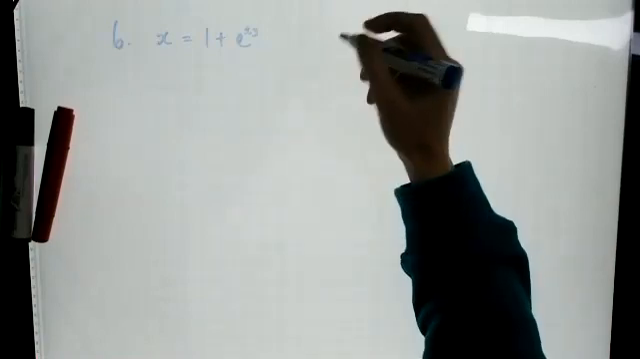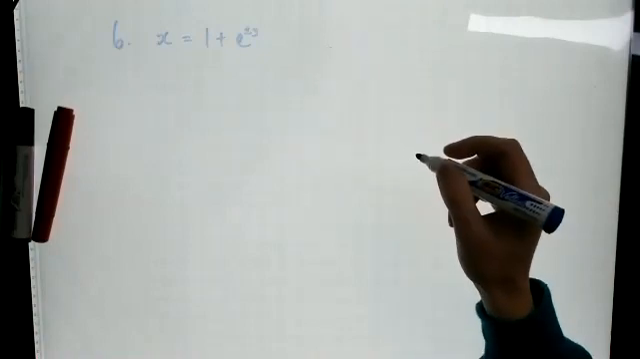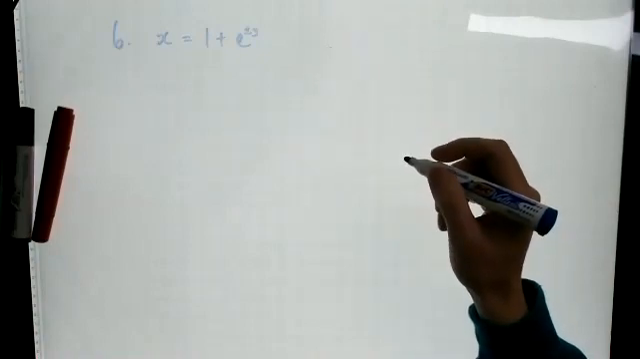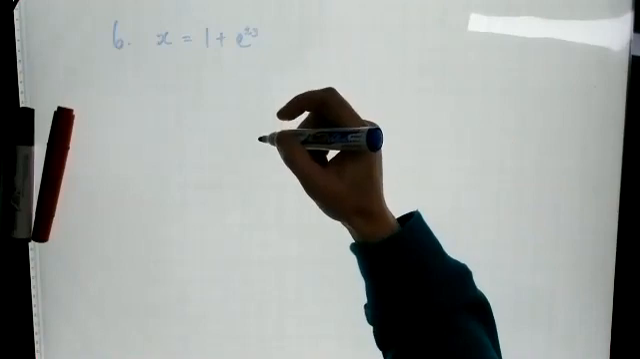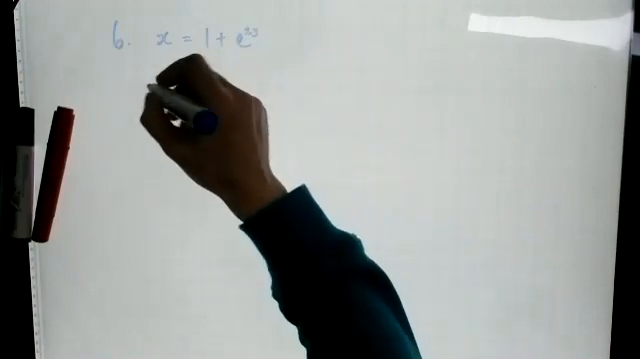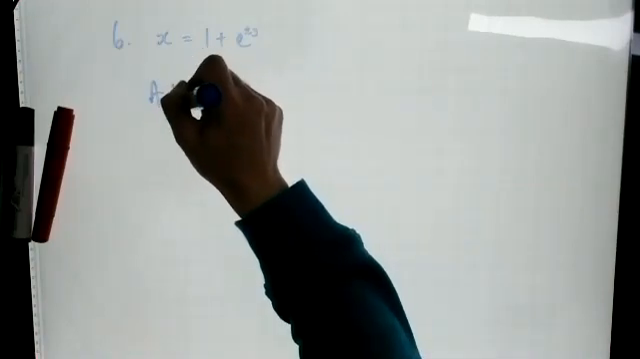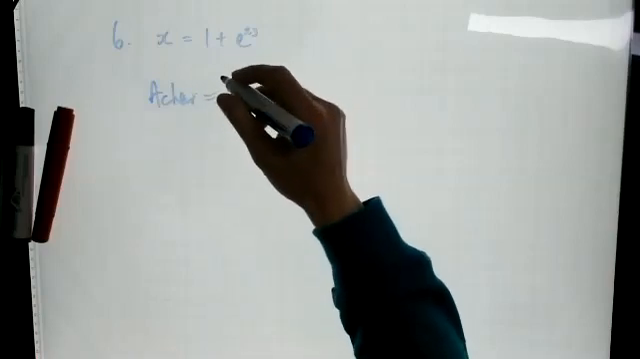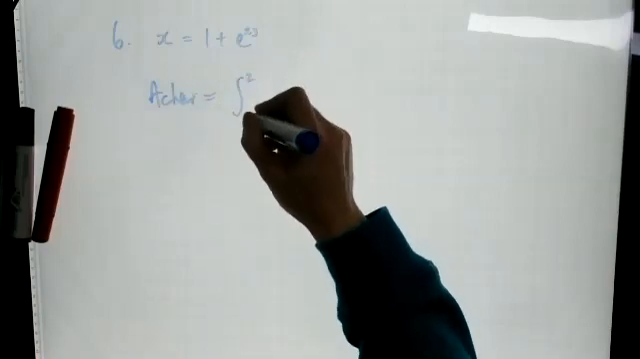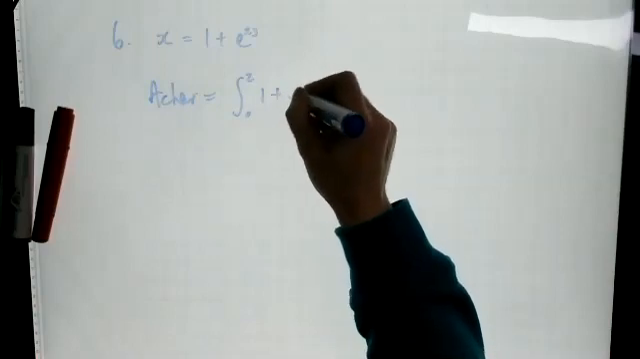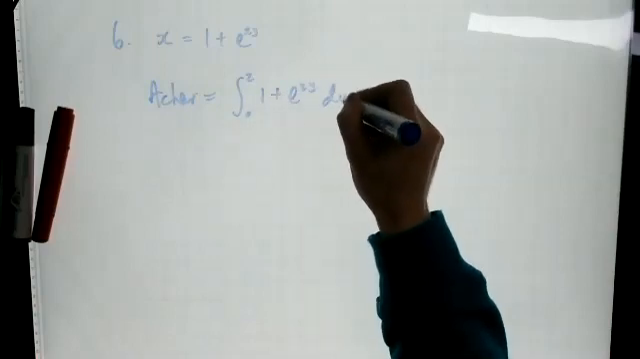So this question is about a shaded graph. So there's x equals 1 plus 2e to the y. The y axis is for the curve sketch, and so the area is the integral from 0 to a of 1 plus e to the 2y dy.